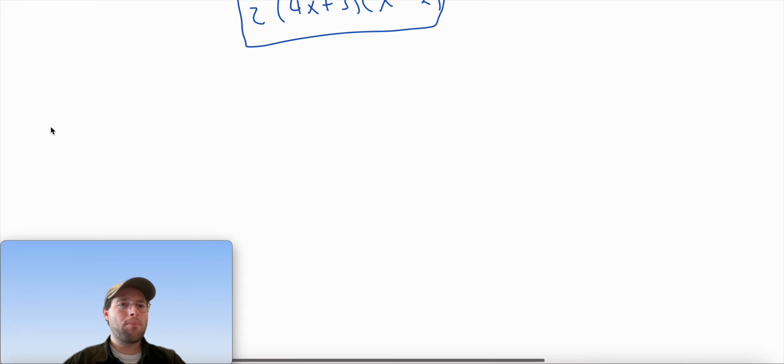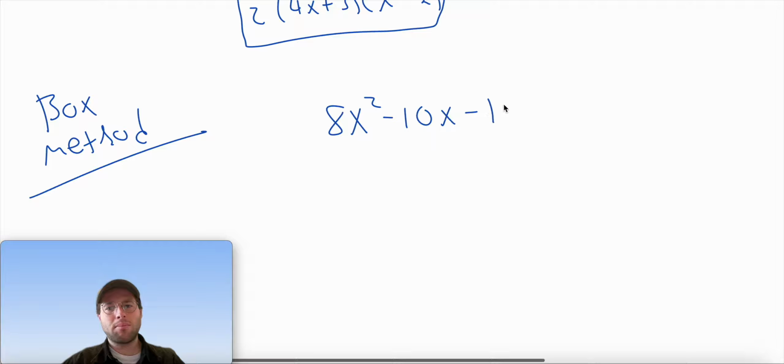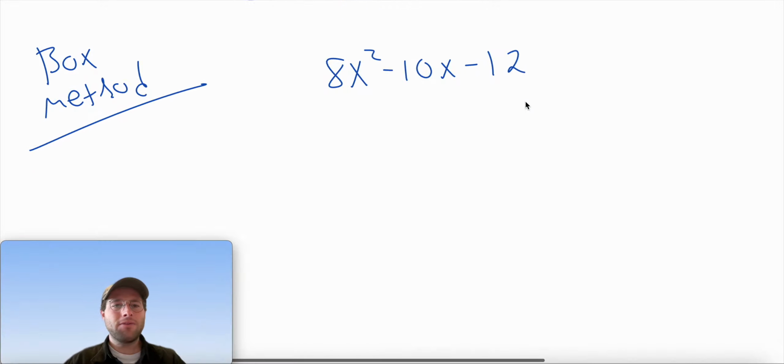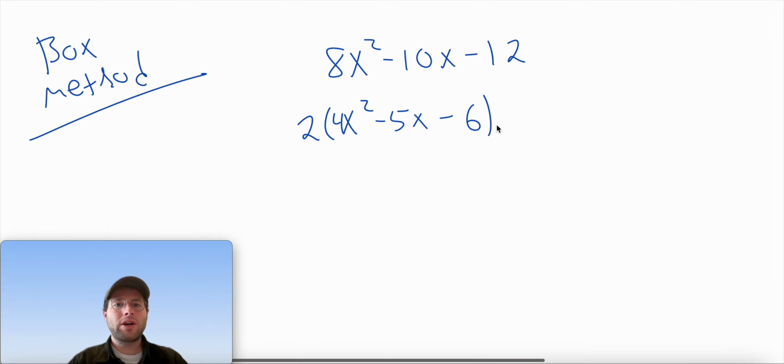Now we want to do the box method. We're going to be looking at the same quadratic here, 8x squared minus 10x minus 12. And again, the first thing we want to do is take out that greatest common factor, which in this case is 2. That's very important when doing the box method, because if we do not take out the greatest common factor, the box method will not work out how we want it to.